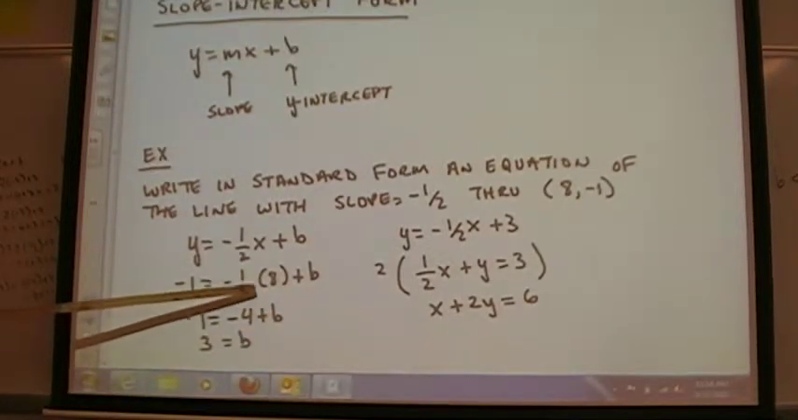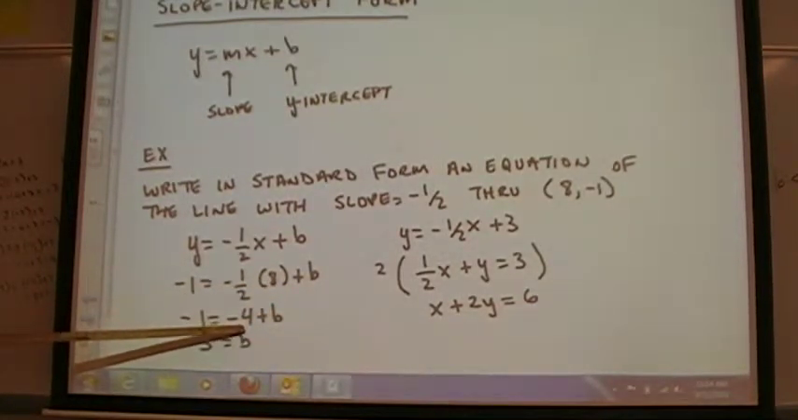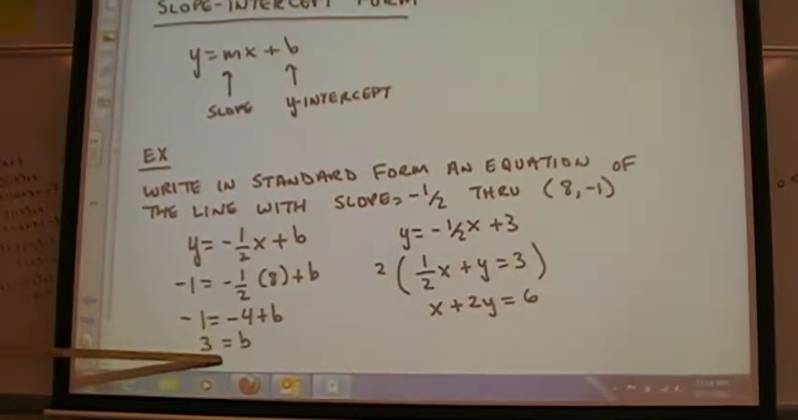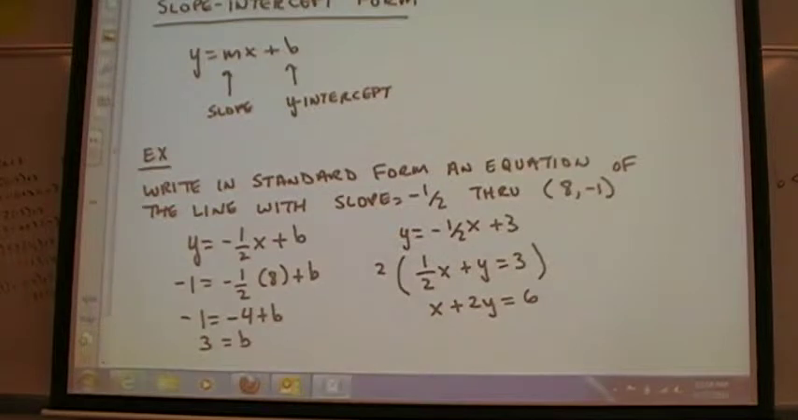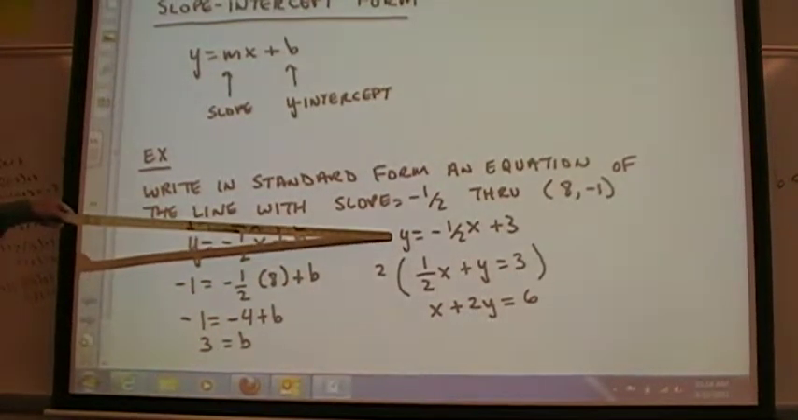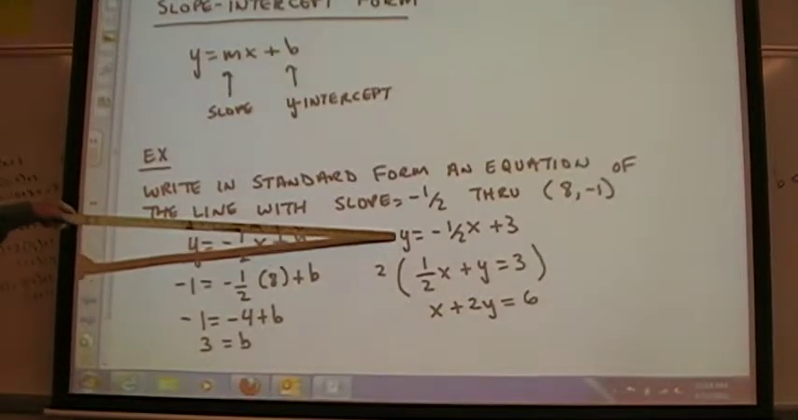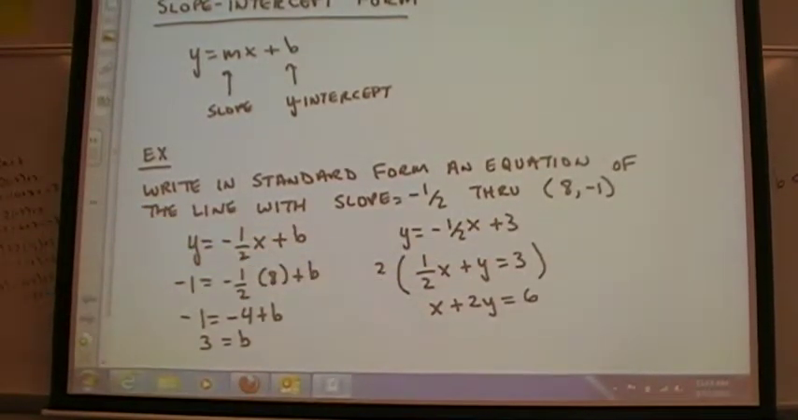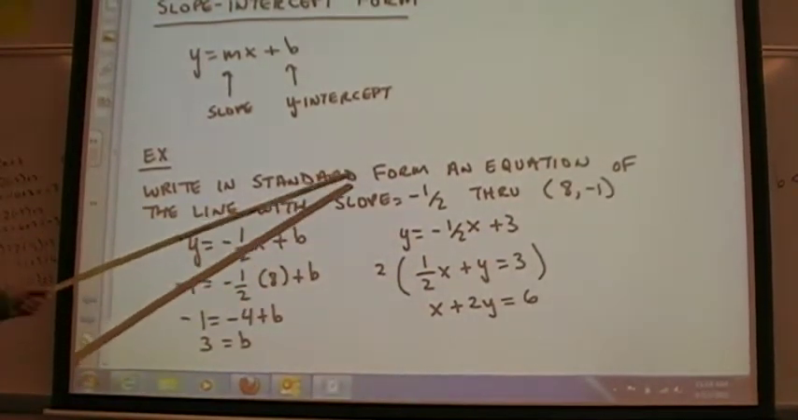So what's -1/2 times 8? -4. And then I add 4 to both sides to get b to be 3. So if I ask you to write the equation of the line in slope-intercept form, here would be your answer. y equals -1/2 of x plus 3. But the question asks for standard form.